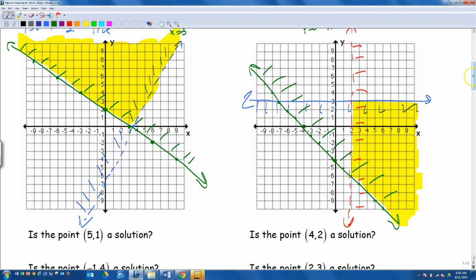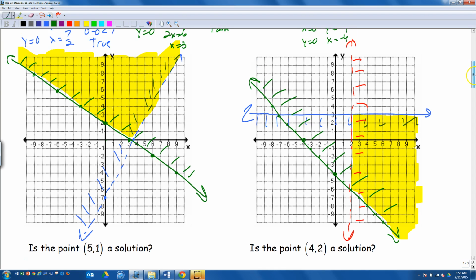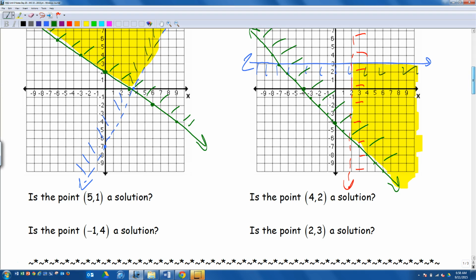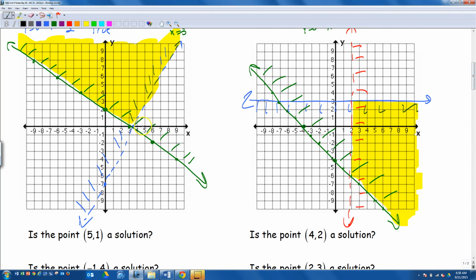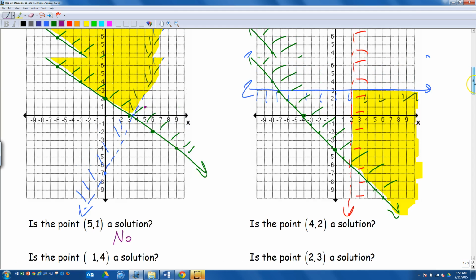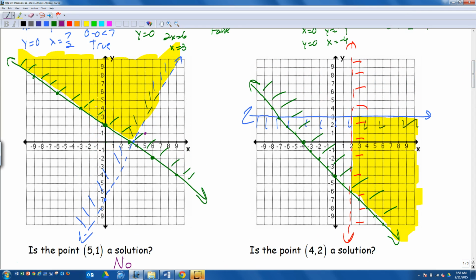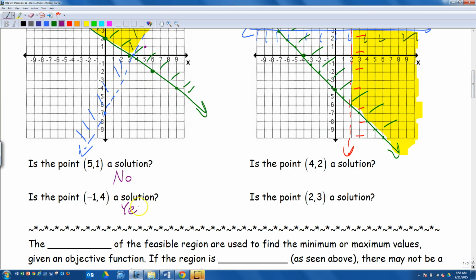Oh, I didn't actually answer the question. So now that we have both regions, let's look down and answer these questions. We have the first question, is the point 5, 1 a solution? So we go over to 5, 1. That's right here. That is outside the feasible region, so we say no. Is the point negative 1, 4? Negative 1, 4 is inside the feasible region, so we'd say yes.